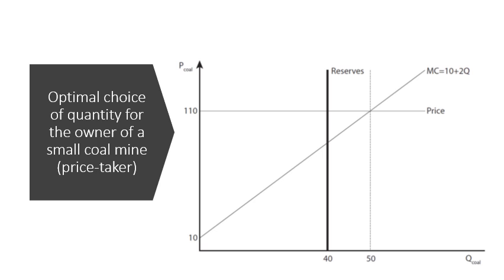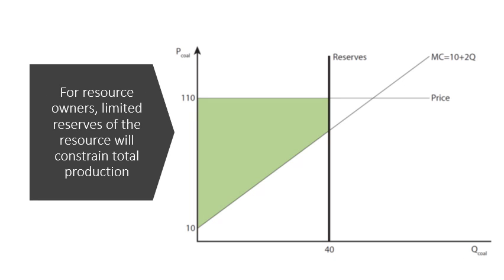So they would like to produce up to 50, but their reserves are 40, and so they can only produce 40. They can't produce 50 because there are not 50 units of coal under the ground. So here's their producer surplus. It's the area shaded in green, everywhere underneath the price curve down to the marginal costs up to the reserves.